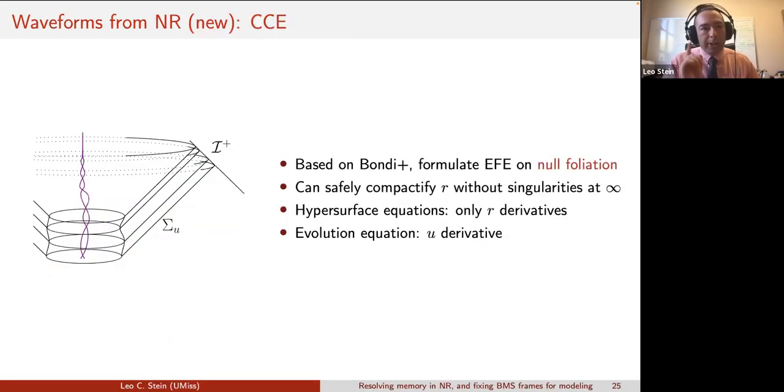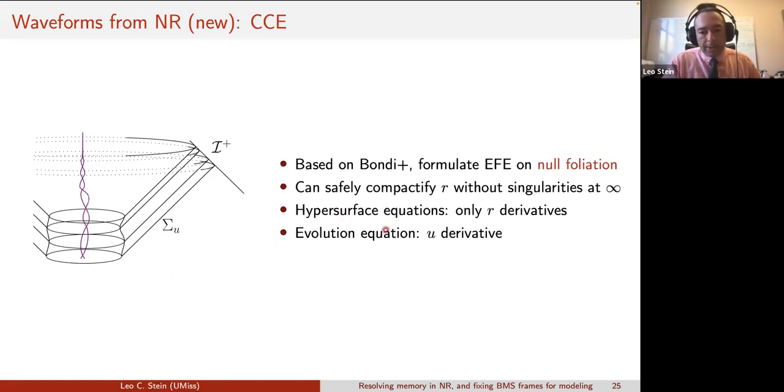All right, so now let me talk about the new way to get the waveforms out of the simulations. And I already mentioned this, there's this Bondi formulation of going to, in asymptotically flat spacetimes, treating the region approaching scri in a null foliation. And you can write down Einstein's field equations in this null foliation fully nonlinearly and turn that into a set of differential equations that you want to solve.